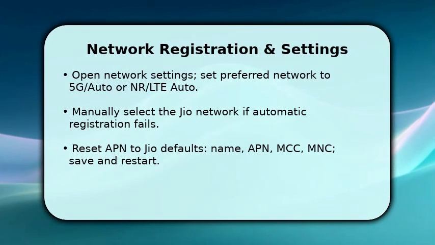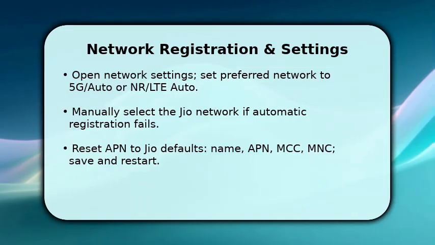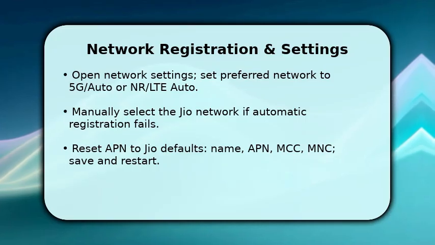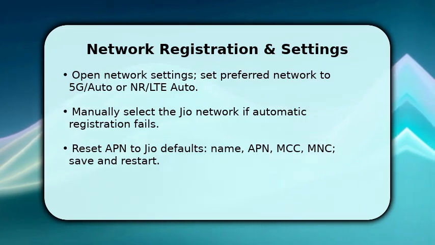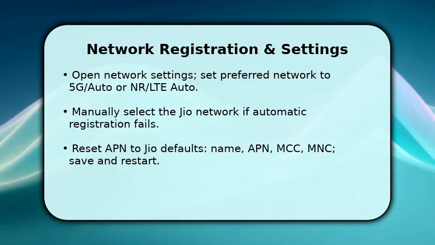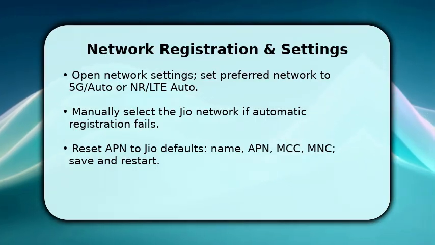You now focus on registration and configuration. First, set preferred network mode to 5G/auto or NR/LTE auto so the device seeks 5G. If it doesn't attach, manually select the Jio network from available operators. Manual attach can bypass stuck automatic selection.